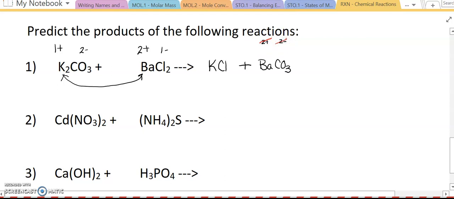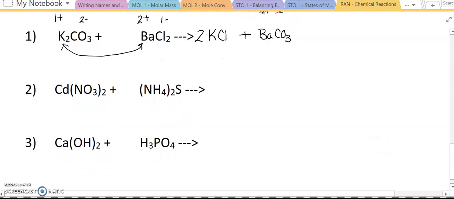So once I have my formulas written, then I need to balance my equation. I've got 2 potassiums, so I put a coefficient of 2 in front, and there's going to be 2 potassiums. I have one carbonate and one carbonate. I've got one barium and one barium, and here's 2 chlorine, but again, the coefficient in front of the KCl gives me 2 chlorine, and it's a balanced equation.